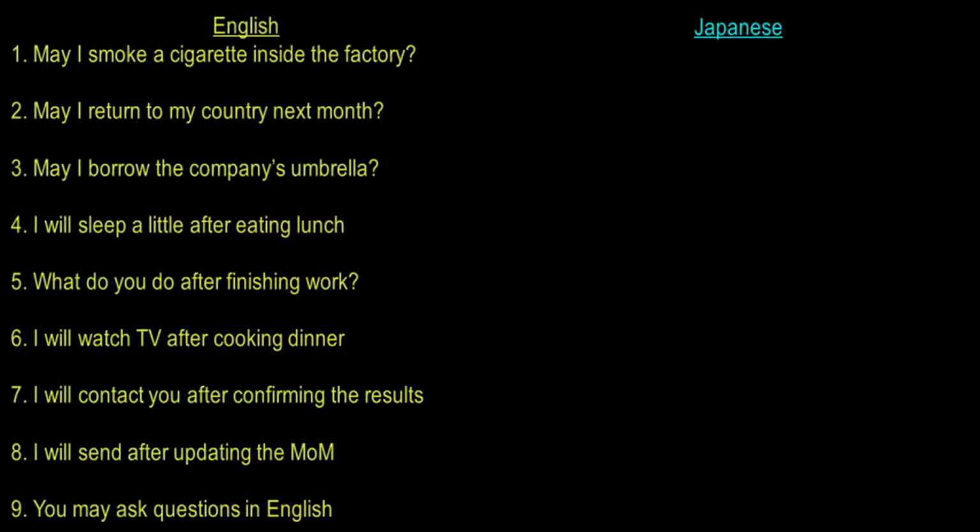Next, let us learn how to translate simple English sentences to Japanese. The first sentence is, may I smoke a cigarette inside the factory? Factory is kojo, inside is nakade, cigarette is tabako, and to smoke is suimasu. Since it is a request asking for permission, we have to use the pattern ending with te mo ii desu ka. So the translation will be Kojo no naka de tabako o sutte mo ii desu ka?